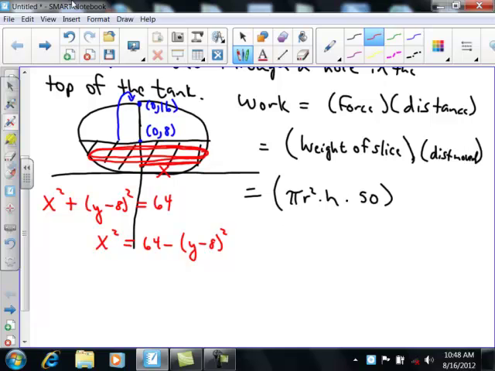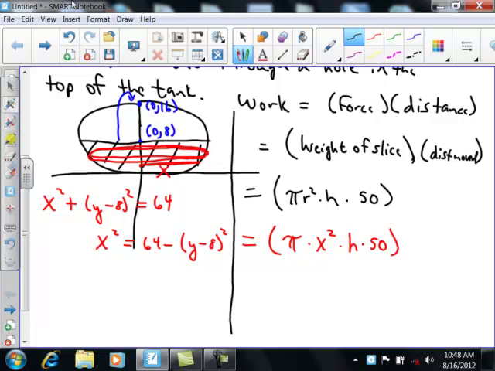Back over here in my formula, I need my radius squared, which for what I'm looking at over here is just x squared. So this formula is pi times x squared times my height, which we'll talk about, times 50. These are equal signs over here. Let me draw a line through there so you won't get confused with my equal signs. Sorry about that. So I'm going to rewrite x squared over here in this equation.